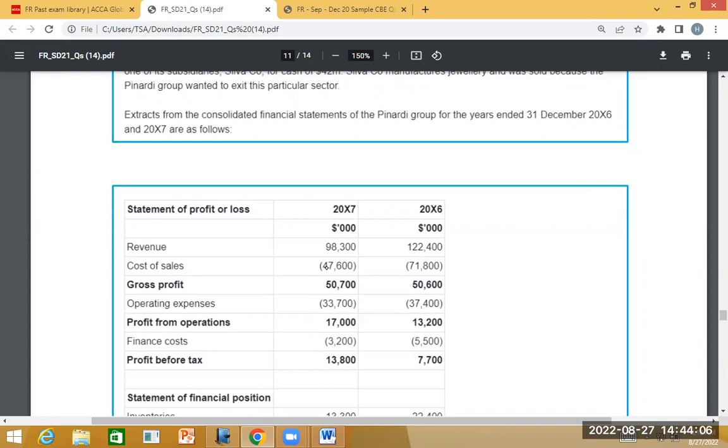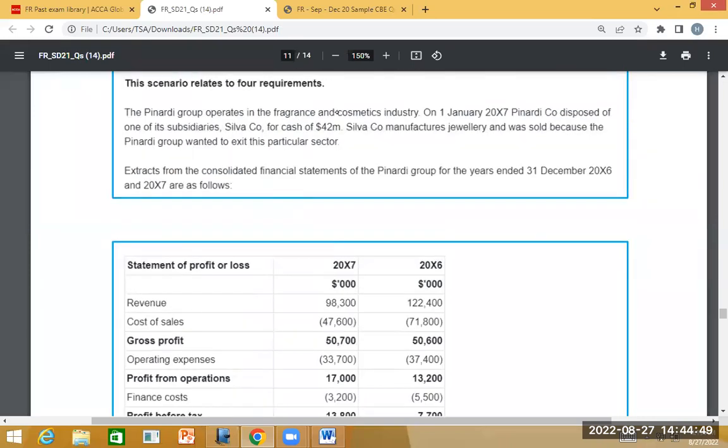So what is the possible reason for the change in the sales from 122,400 to 98,300? The possible reason could be the disposal of the silver company, and we do not include silver's revenue in the current year's P&L. So to make these two results comparable, when we deduct silver's 2006 revenue from the overall revenue, then we find that there is an increase in the sales by 11,900. And why is it increasing? Increase in the fragrance and cosmetics revenue.